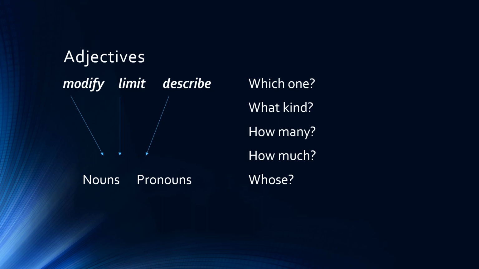Adjectives are words that are used to modify, limit, or describe nouns and pronouns. Adjectives will answer one of these 5 questions: Which one? What kind? How many? How much? Or whose? For the moment, just remember that adjectives modify, limit, or describe nouns and pronouns.